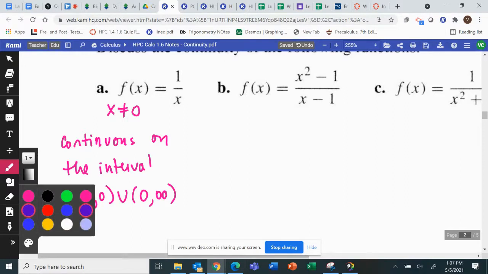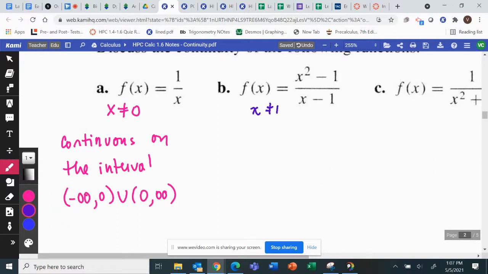How about B? We should know that x does not equal 1 for the domain. But what can we say about its continuity? Who has an idea? Sam.